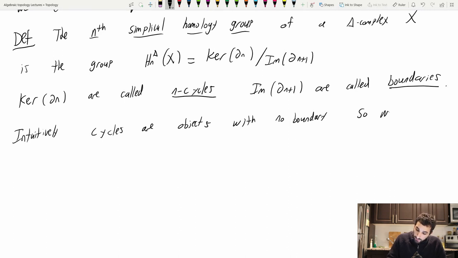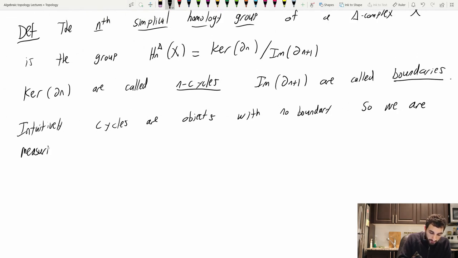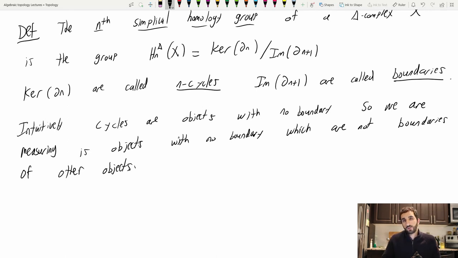So what we're measuring with homology is objects with no boundary, which are not boundaries of other objects. So remember, when you mod out by something in a group, you kill that off, right? So kernel mod the image are things without boundaries, and then I kill off things that come from higher dimensional boundaries.